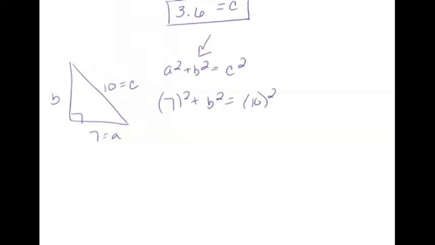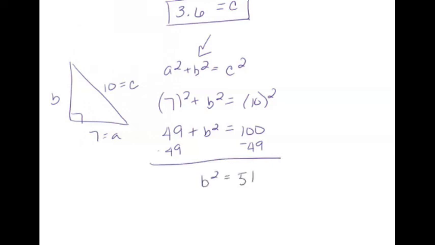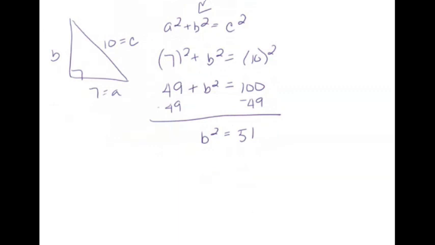Okay, but now we're going to solve similarly as we did before. 7 squared is 49 plus B squared, and 10 squared is 100. All right, well now I need to solve this for B squared by subtracting 49 from both sides. And now B squared equals 51. Again, don't stop here. We have to take the square root. We have to take the square root of both sides in order to be able to get B. And so if you take the square root of 51, you should get 7.1.